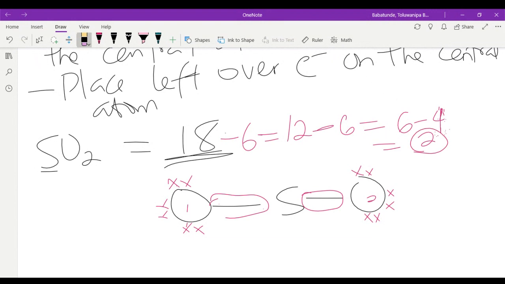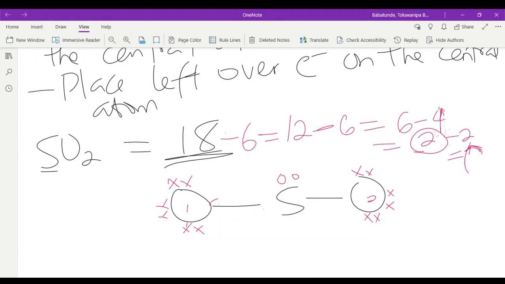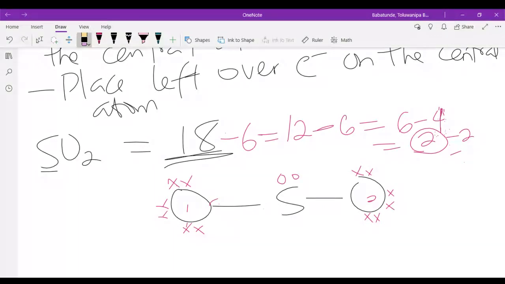So what we do is we place this leftover electron on the sulfur. So it's going to be this. So we have minus 2, everything is 0. So we have finished distributing all the 18 electrons that we have around this.